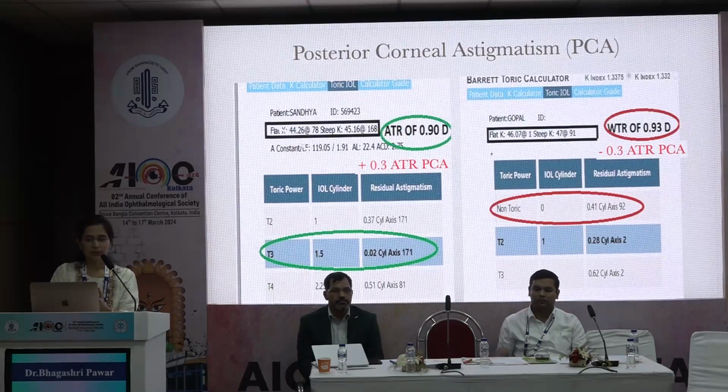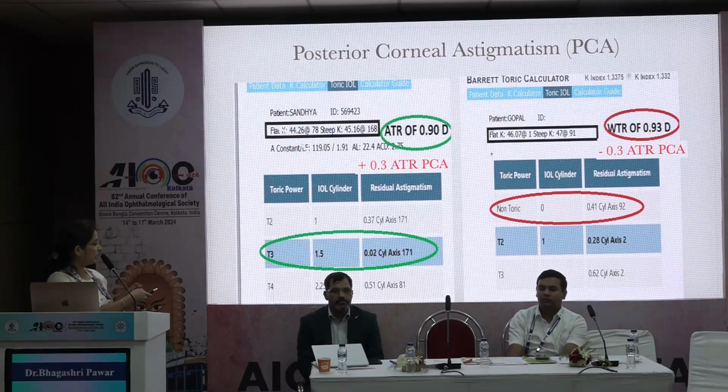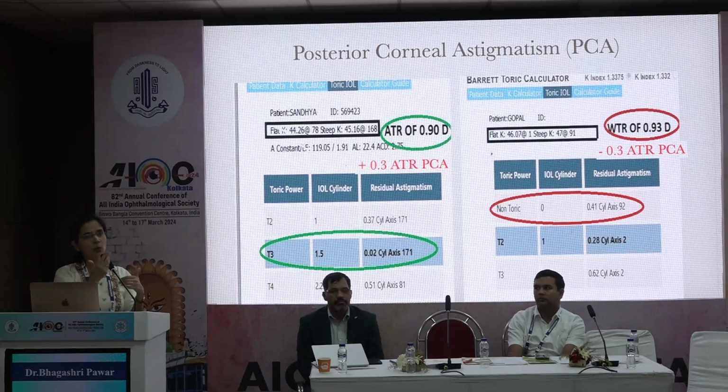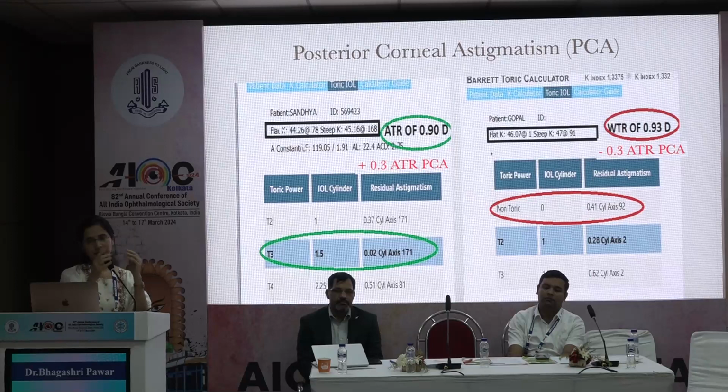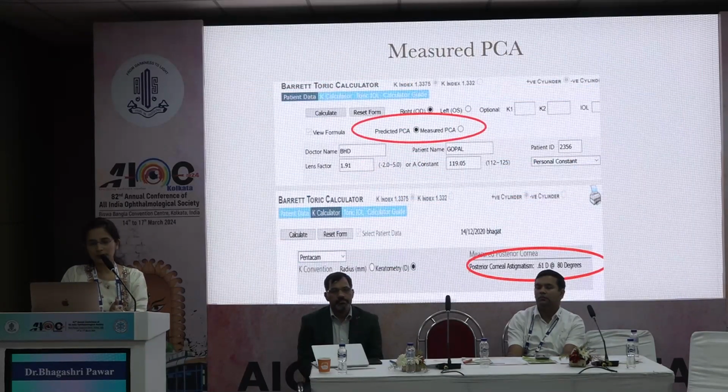I'll just depict what I mean by this. I have taken two patients. In patient 1, Sandhya, there are 0.9 diopters of astigmatism, which is against the rule. The anterior against the rule will add up to the posterior against the rule, and we'll need more cylinder to correct this. We'll need around 1.5 diopters of cylinder at the IOL plane. But patient 2, Gopal, has the same amount of cylinder, around 0.9, but the direction is with the rule. So this with the rule will get negated by the posterior against the rule, and we'll need a lesser amount of cylinder. Actually, for this case, we do not even need a toric IOL. This is well taken care of by the Barrett toric calculator.